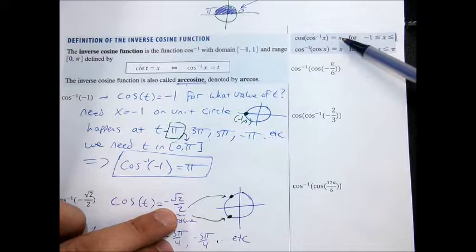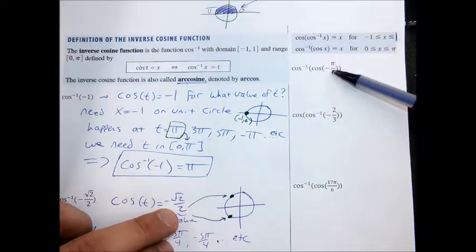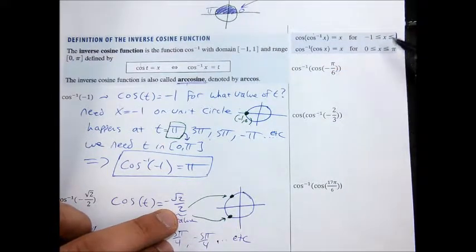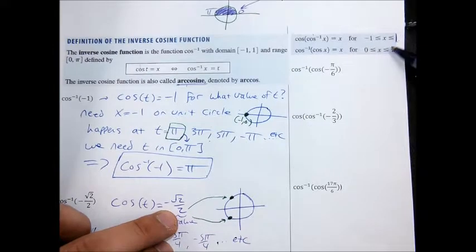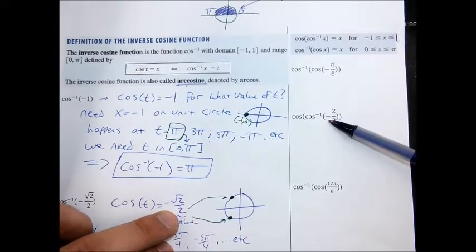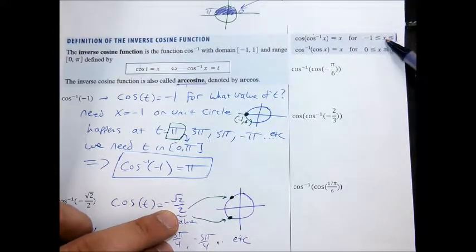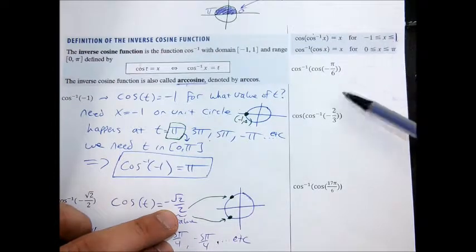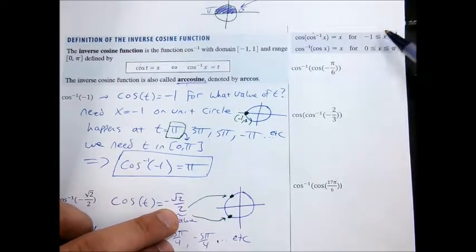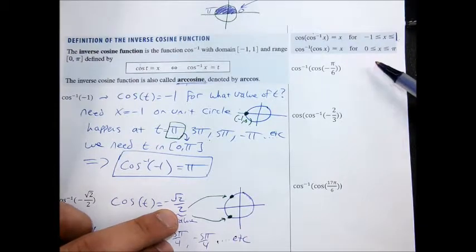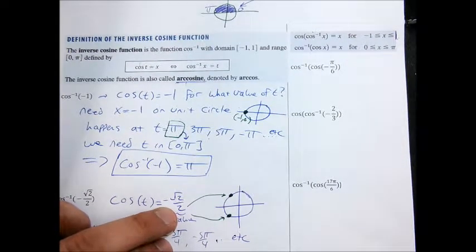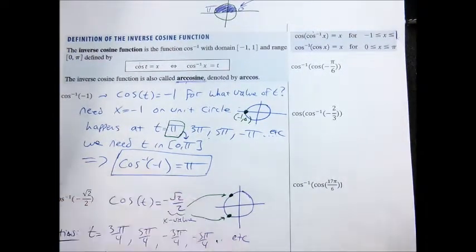In other words, minus pi over 6 is the answer to this problem as long as minus pi over 6 is between 0 and pi. And minus 2/3 is the right answer as long as minus 2/3 is between minus 1 and 1. So these are the answers if they're in the right interval. And if they're not, we just have to think about it a tiny bit more. So let's look at the first one.